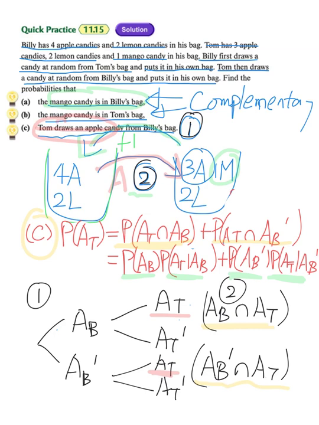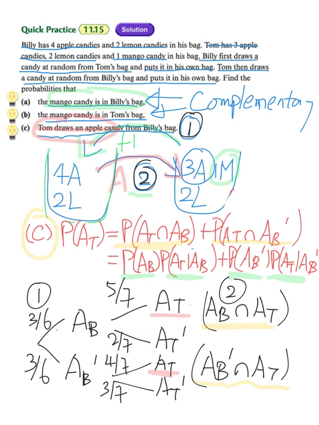Now let me make it clearer for the tree diagram. For AB and AB', both of them are 3/6. And then for AT, if AB happens, that means there are 5 apple candies in Billy's bag, so there is a 5/7 probability for AT to happen, and AT' is 2/7. In other words, for AB' happening, the AT will become 4/7 because there are only 4 apple candies there. So that means AT' will become 3/7.